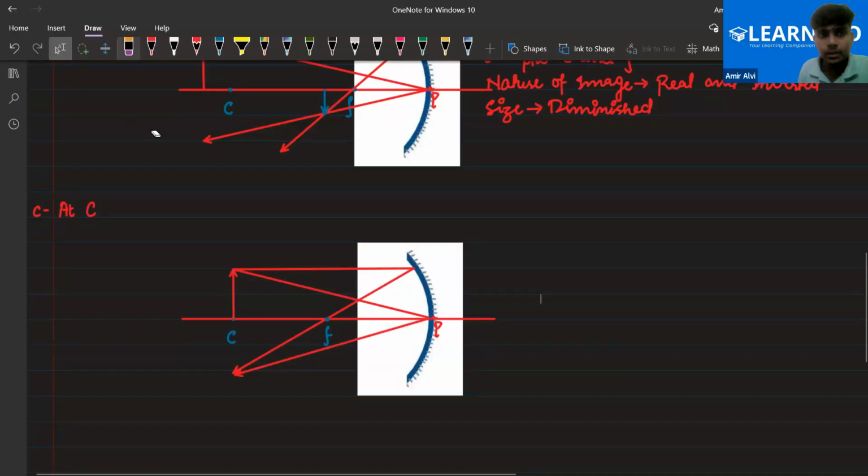As you can see everyone, the image formed is just at the same point over here. This is the image formed at the center of curvature. So the image formed would be at the center of curvature. This is your C.